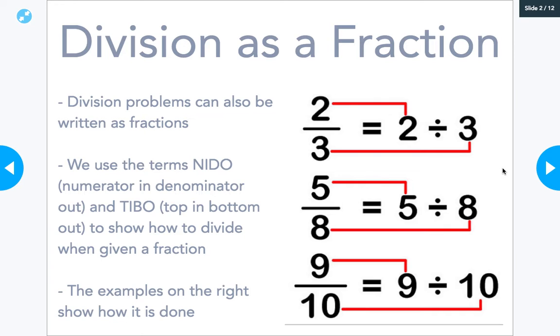We use the terms NIDO, numerator in, denominator out, and TIBO, top in, bottom out, to show how to divide when given a fraction. So with 2/3, 2 would be the dividend going in the house, and 3 would be out of the house as the divisor.